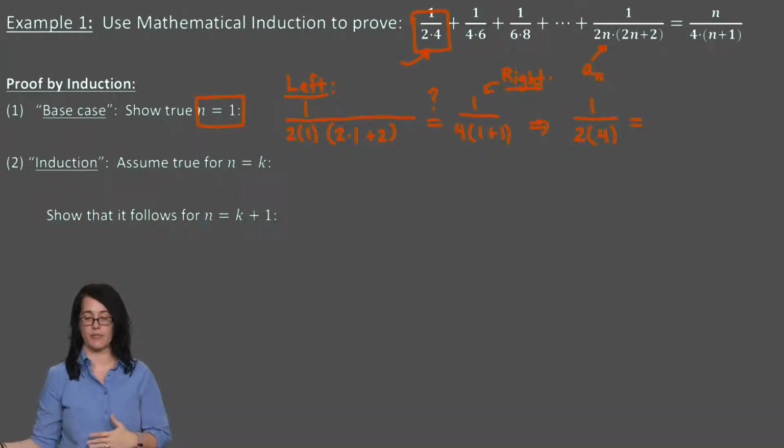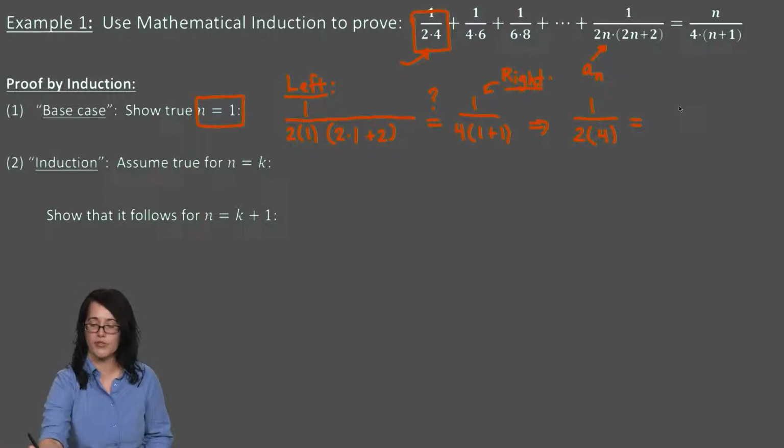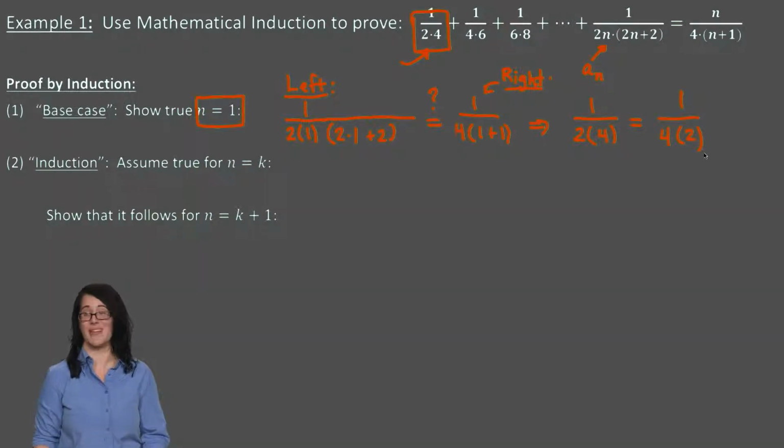But if I take the right side and replace n with 1, I'm also getting 1 over 4 copies of 2. Well, isn't that the same thing on both sides? We have 1 over 8, don't we? So yes, in fact, the statement holds for the first case.